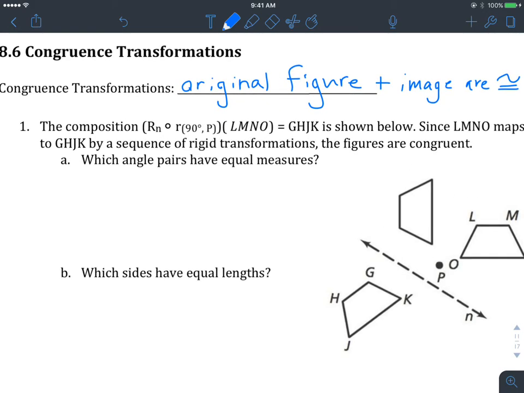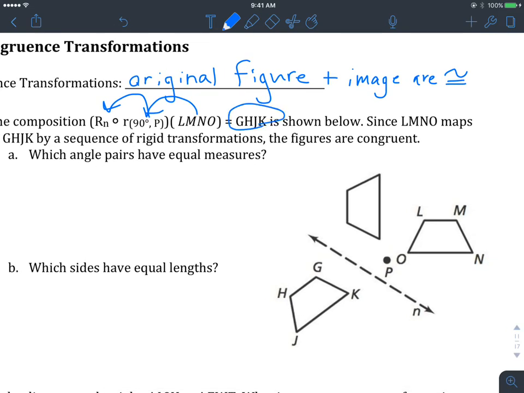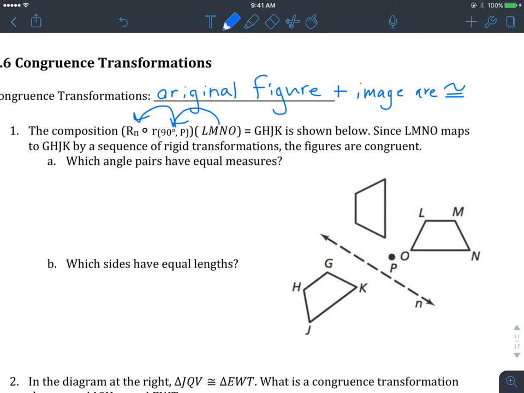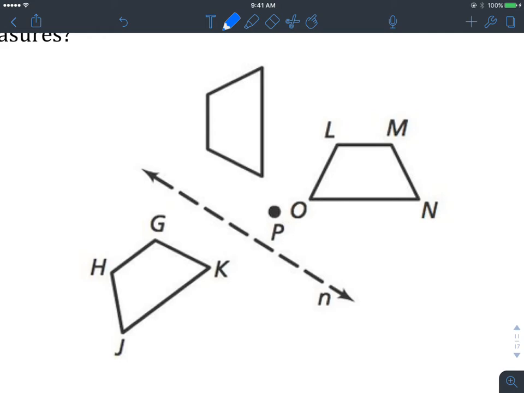So here you go. This right here is the composition of the transformations right here. I guess you got a rotation and then a reflection across the line N. So remember, you kind of go in this backwards order right here. And then that gets us apparently G, H, J, K. That is shown below. Since L, M, and O maps to G, H, J, K by a sequence of rigid transformations, the figures are congruent. Which angle pairs have equal measures? So we got to figure out what is congruent to what based off of our quadrilaterals here.